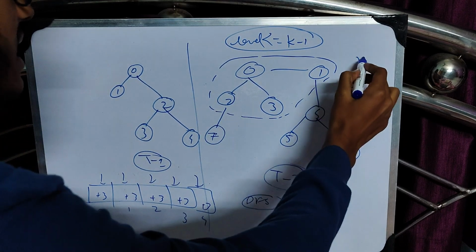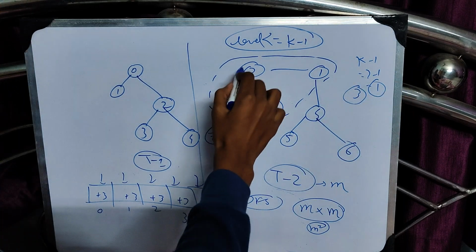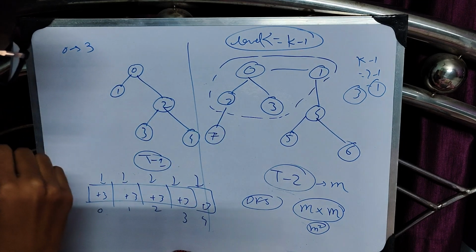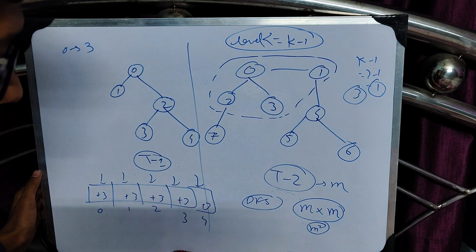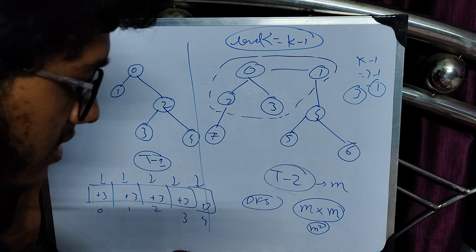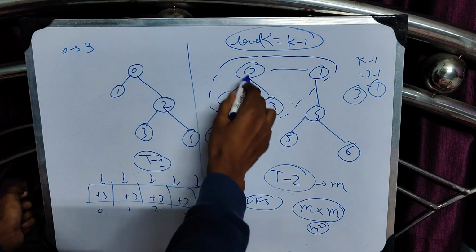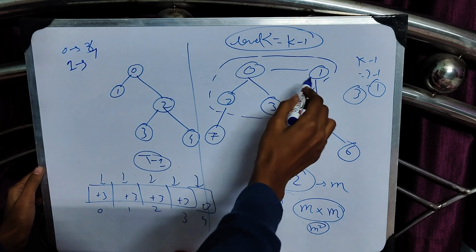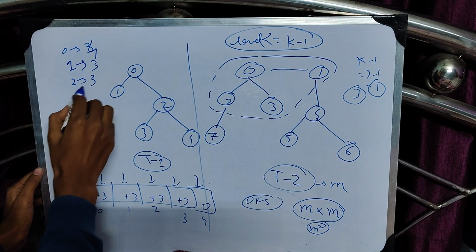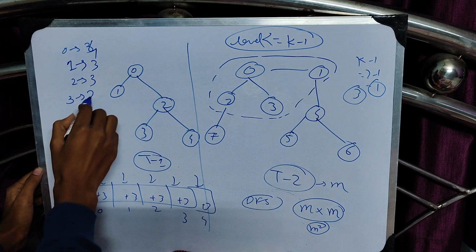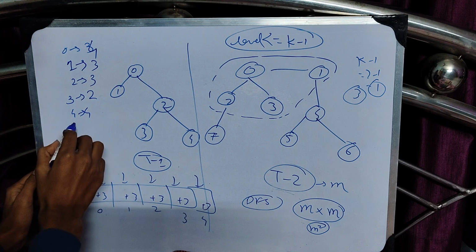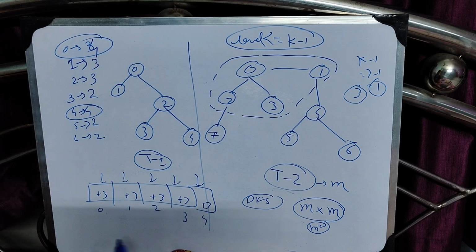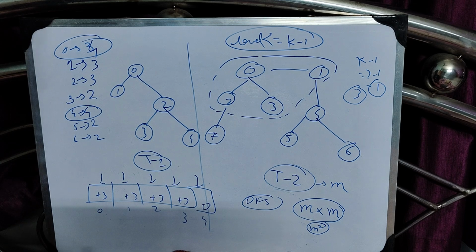Here you can easily see that k minus 1 is equal to 2 minus 1, which is equal to 1. For 0 there are 4 nodes. For 1 it is 3. For 2 it is 3. For 3 it is 2. For 4 it is 4. For 5 it is 2. For 6 it is 2. So the maximum is 4 we can get. You can choose either 0 or 4, any one of them, and your job will be done.